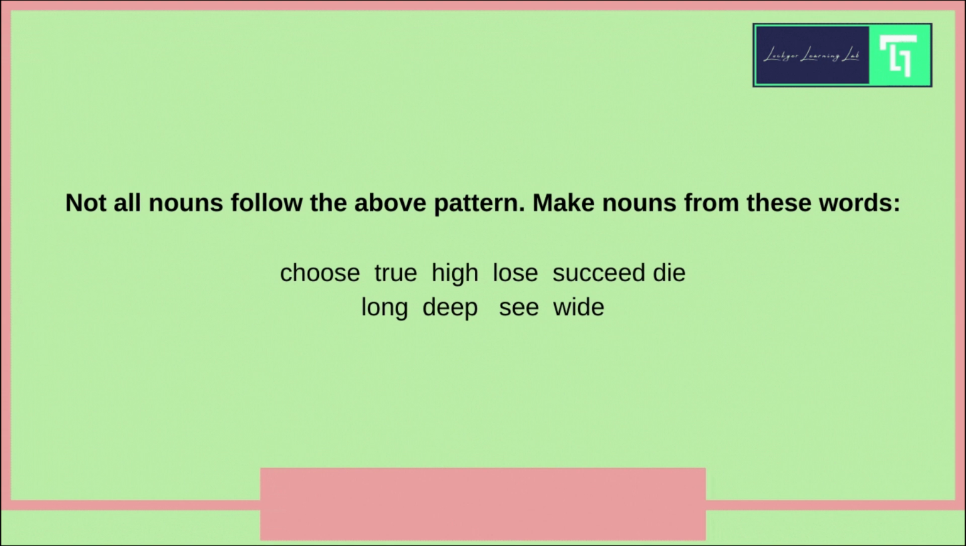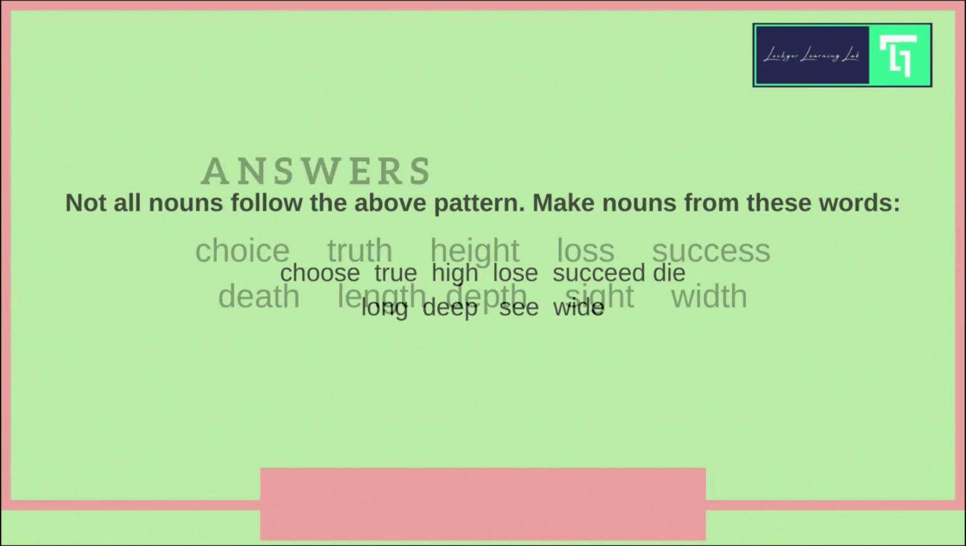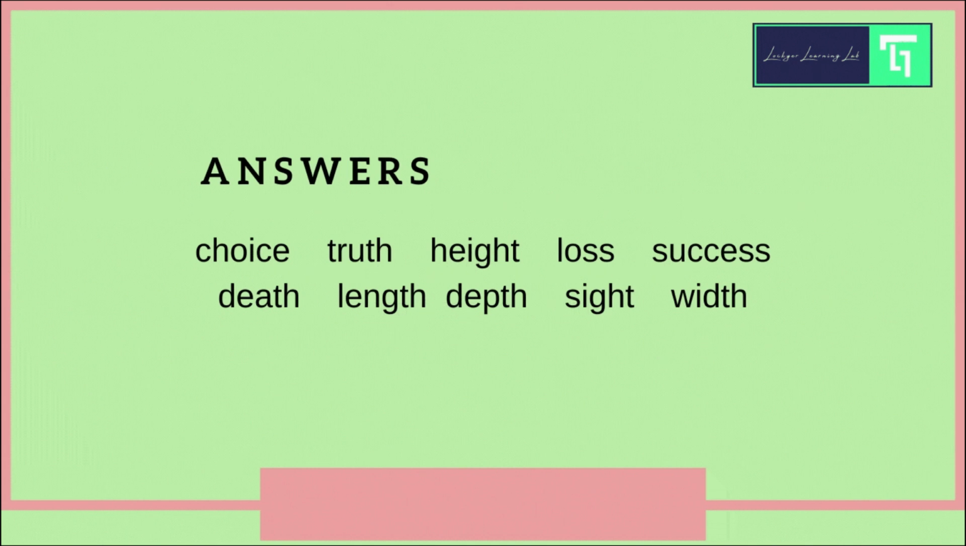These are really typical ones that come up in the Cambridge First exam. So you've got choose. What is the noun of choose? Choice, C-H-O-I-C-E, choice. There wasn't a lot of choice of different meals in the restaurant, it was a bit limited. And then you've got true. What is the noun of true? Well, the noun is truth. Telling the truth is really important. You shouldn't tell lies, you should tell the truth.